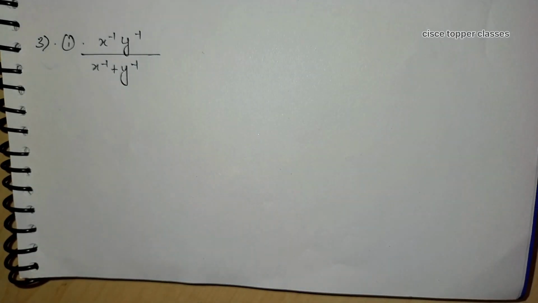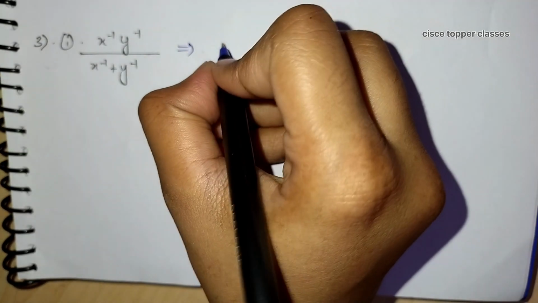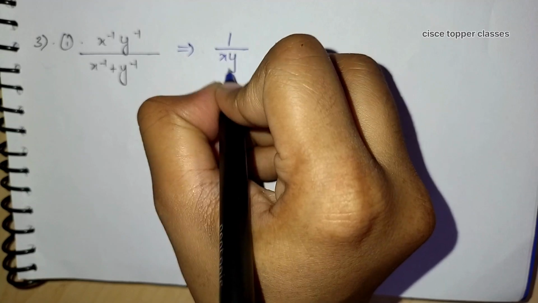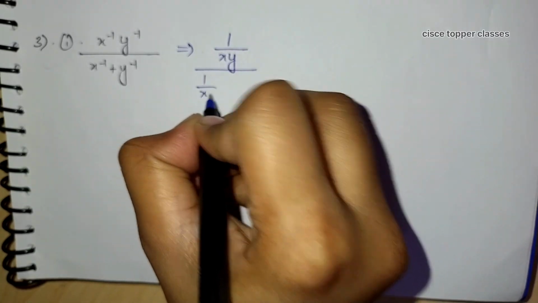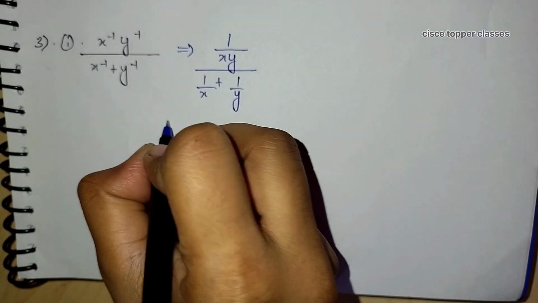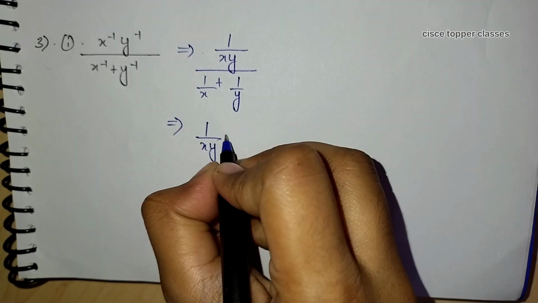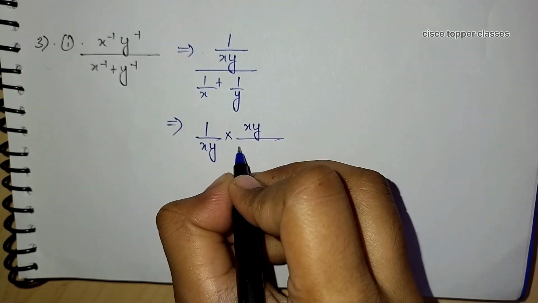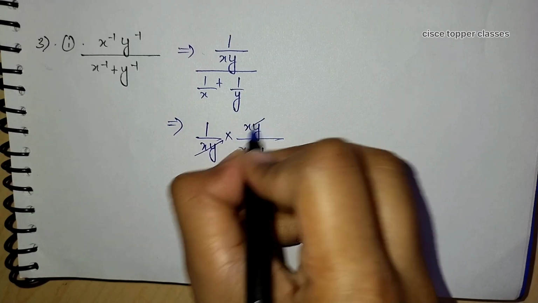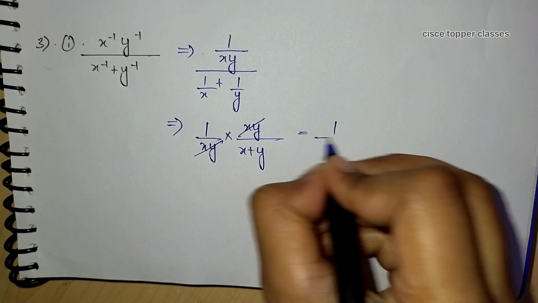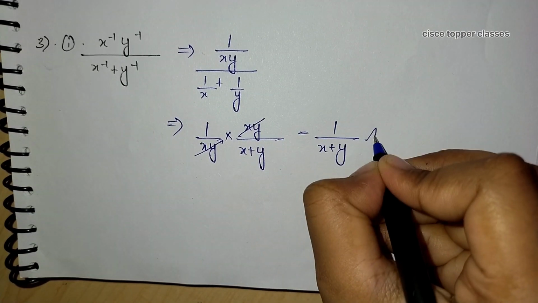So on solving here, 1 by xy divided by 1 by x plus 1 by y. On simplifying, we will get 1 by xy into xy divided by x plus y. So this will be cancelled out, and here we will get 1 by x plus y as the answer in this question.